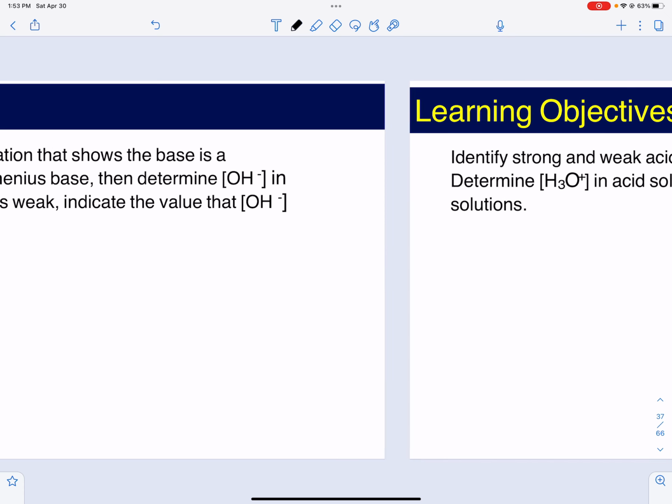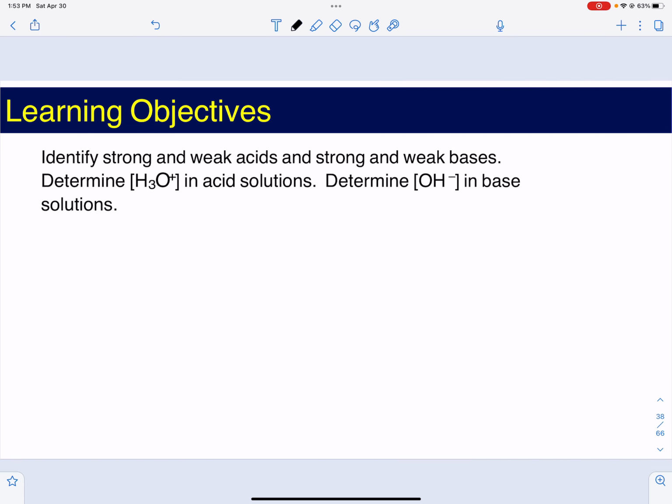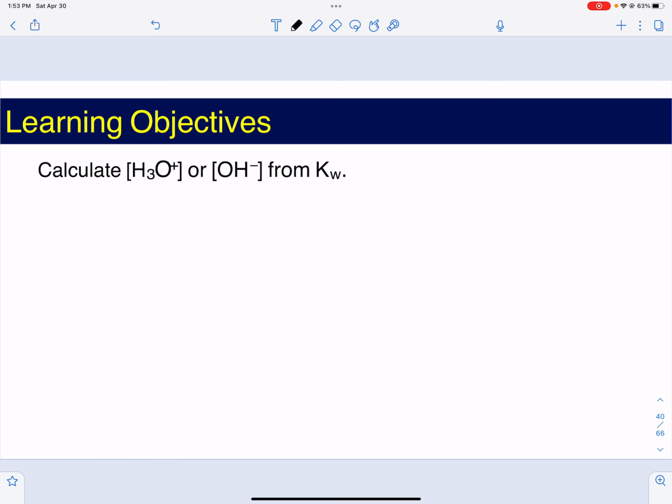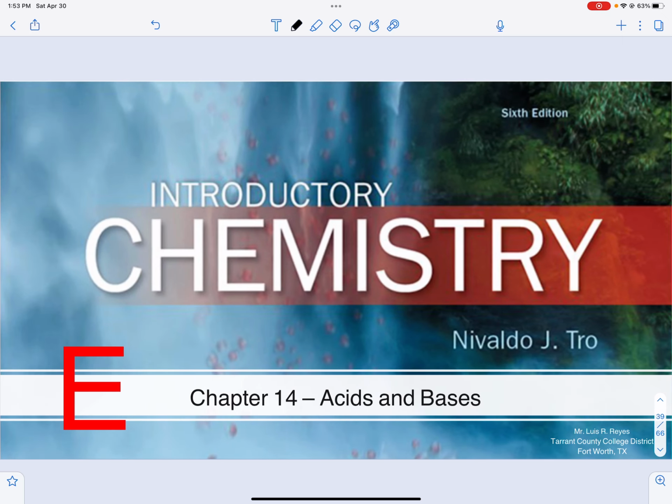And once you do that, we can say that we have a very good understanding of how to determine if a base is a strong or weak base, and how to determine if an acid is a strong or weak acid. And in the next one, we will come back and begin doing calculations to find hydronium given the hydroxide, or hydroxide given the hydronium. So that's what we're doing when you come back.